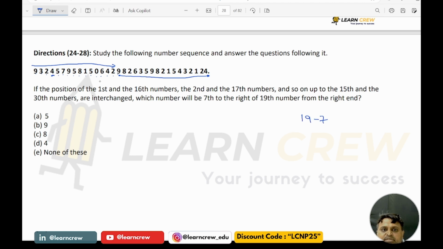In this particular case, this will come to the last, and this as it is will come after this. So 19 minus 7 will be 12. The 12th one is 4. So 4 is the answer.